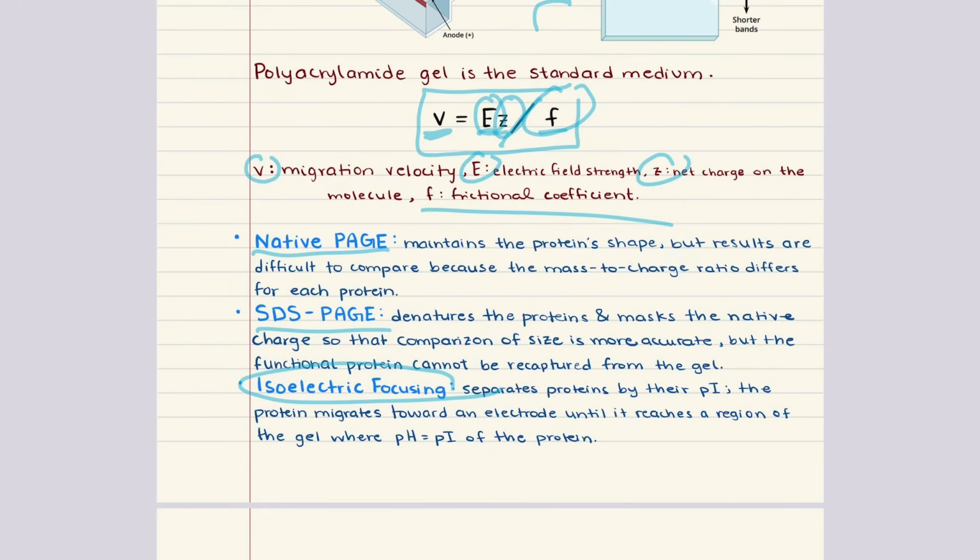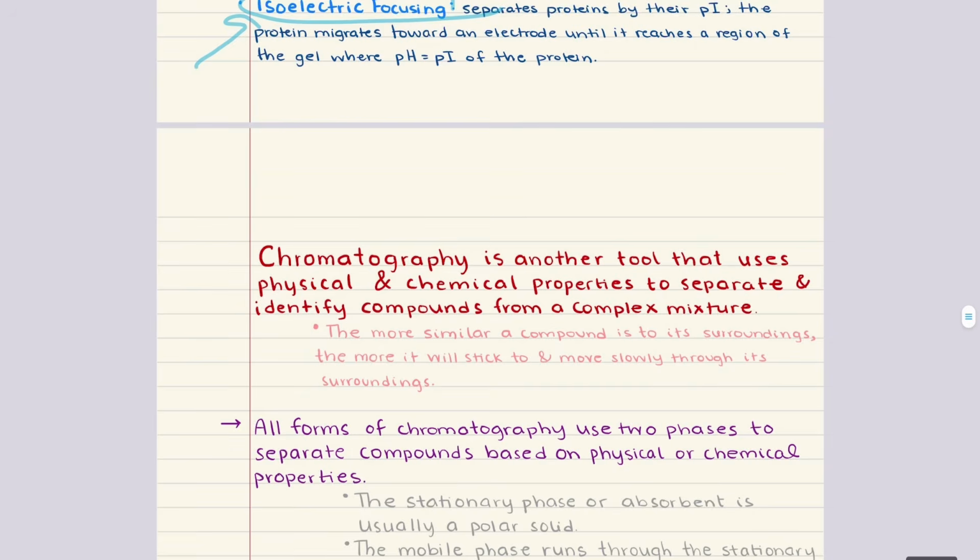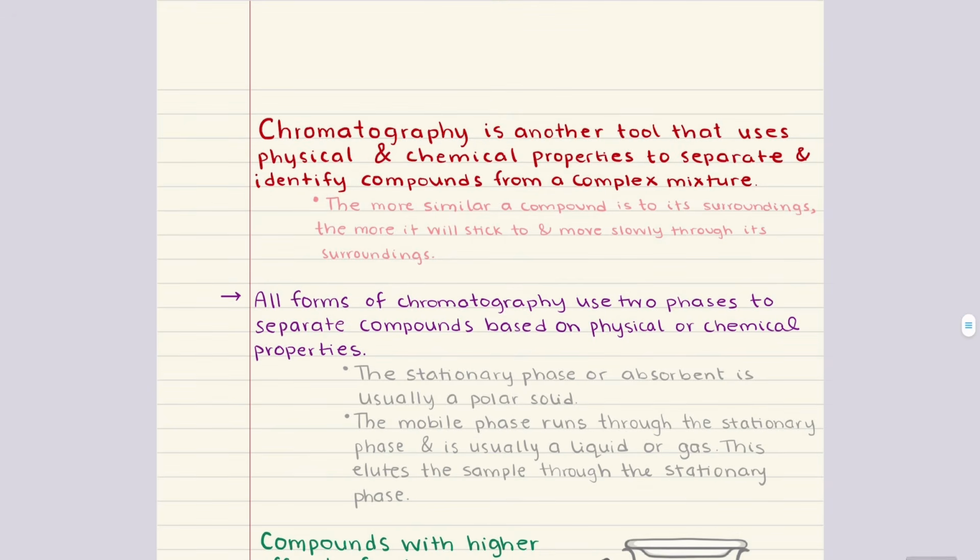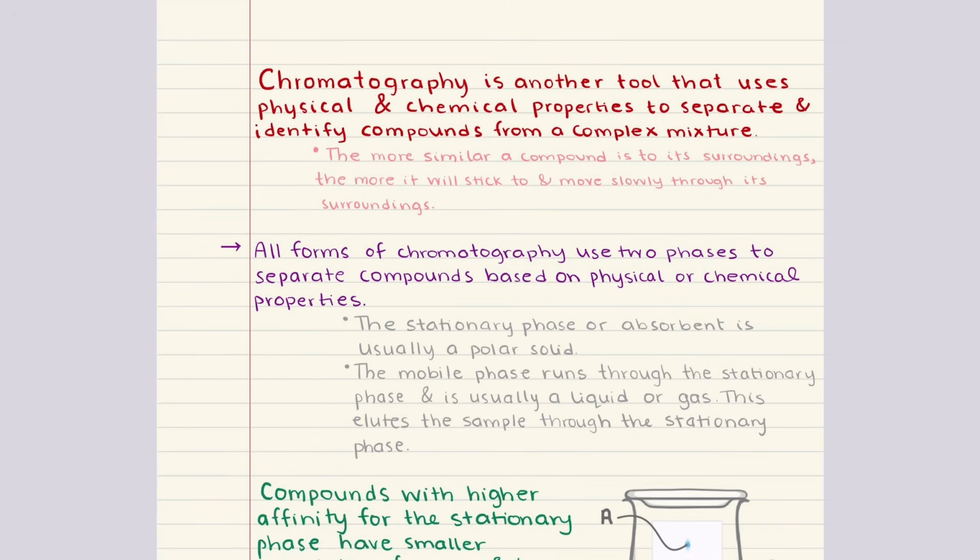Each of these techniques gives you different kinds of information. So native PAGE helps study function, SDS-PAGE helps compare sizes, and isoelectric focusing helps identify the pI of the protein. Now let's talk about another important technique that's used in protein isolation, and that is chromatography. Chromatography is a method that separates and helps identify compounds based on their physical and chemical properties, and it's especially useful when we're dealing with pretty complex mixtures.